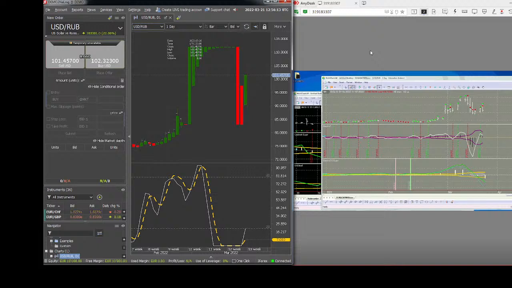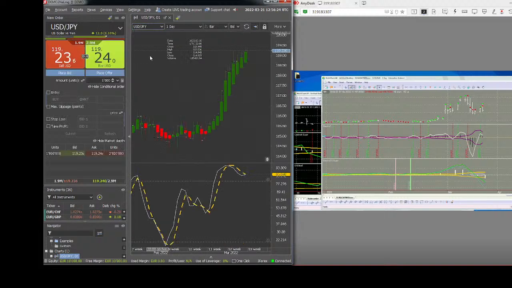All right, we're going to drift from there over to a more liquid product. Let's go to the dollar yen. Right there. Lots of green. It's taking out the 5-year high. 5-year high. We've talked about that.